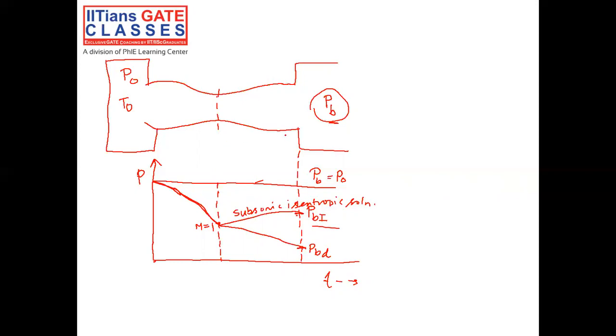Let's consider that back pressure as PB1. So this is the condition PB1 at which the flow Mach number at the throat goes barely sonic. This is the throat where the Mach number is 1, but the flow still decelerates inside the divergent portion. So the flow in the divergent portion is still subsonic. This is the flow for this condition, and this condition is the entirely subsonic isentropic solution of the flow.